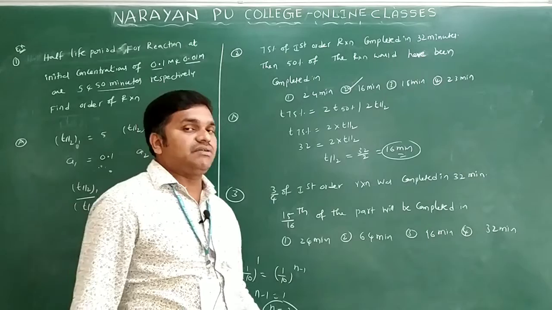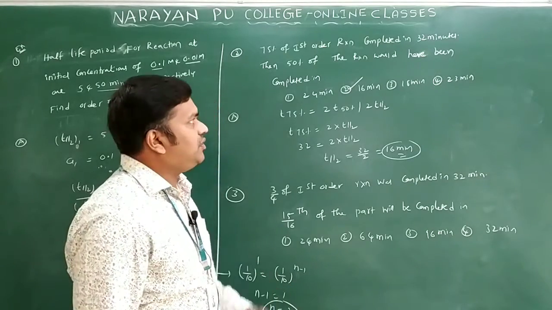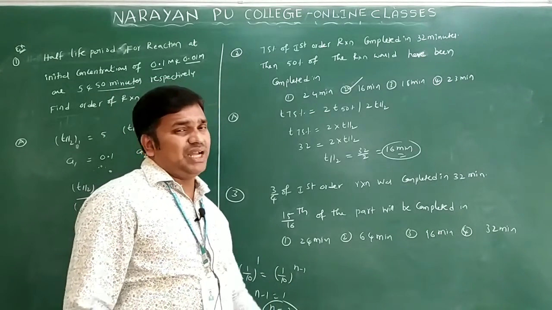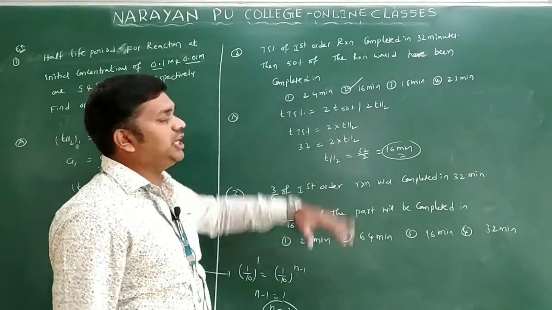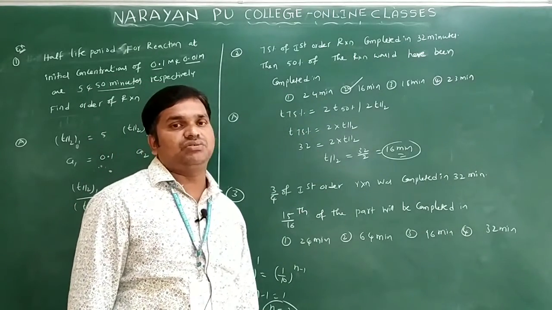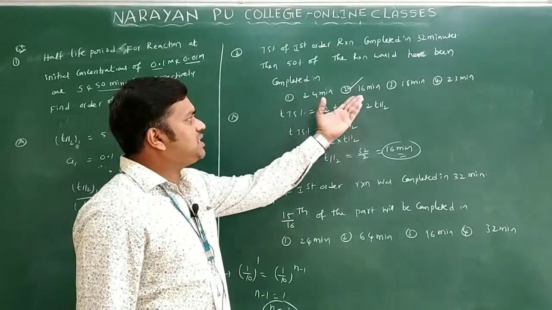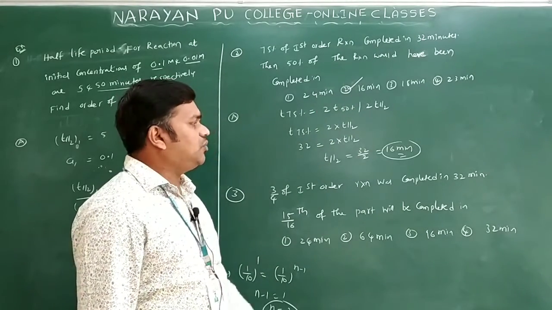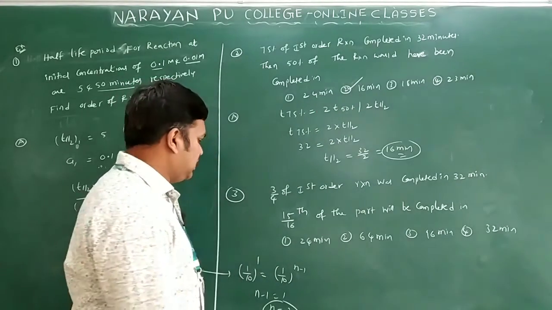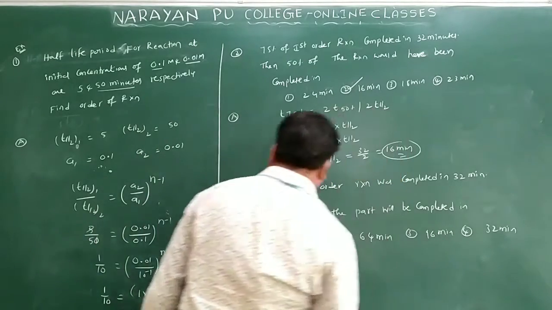Otherwise, you can calculate T 75% and T 50% separately, and from that you will get the time. That will take more time. For competitive exams and all, you can do it like this: T 75% is equal to 2 T half, the time given is 32 minutes, and from there you get 16 minutes. Let us see the next question we have.